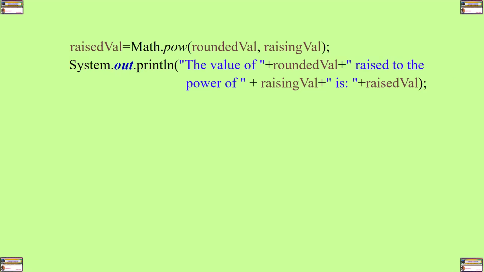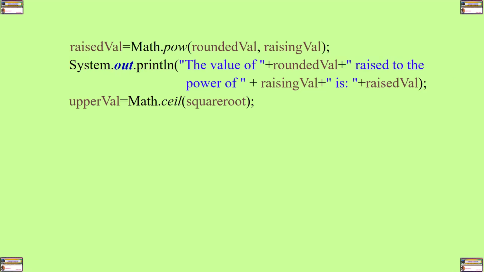For example, if in roundedVal we have 4, in raisingVal we have 5, and in raisedVal we have 50, it will read as the value of 4 raised to the power of 5 is 50. Remember, I'm just giving an example. The exact values are the values that have been computed and stored in the various memory locations.